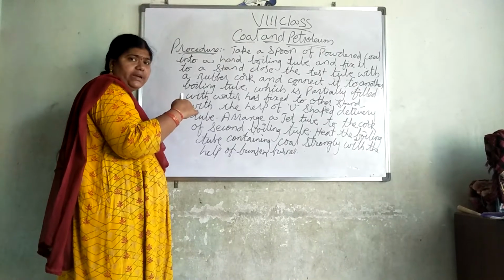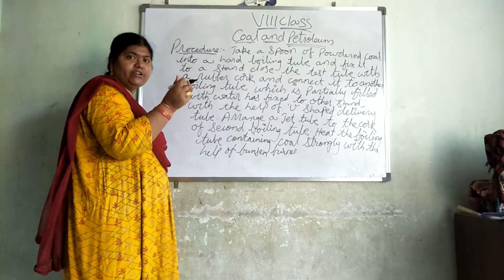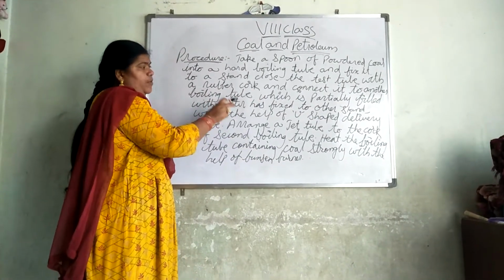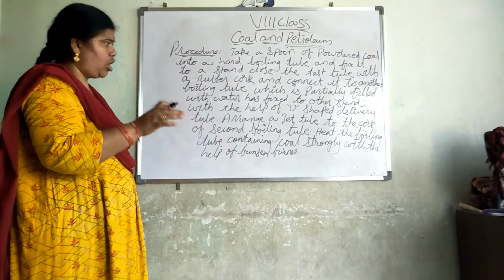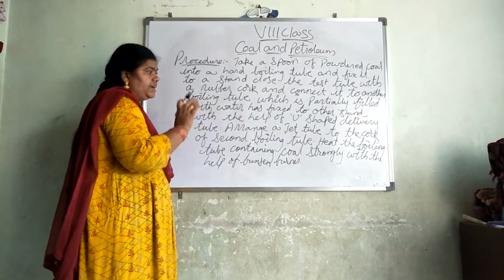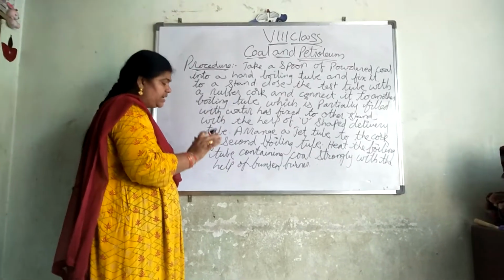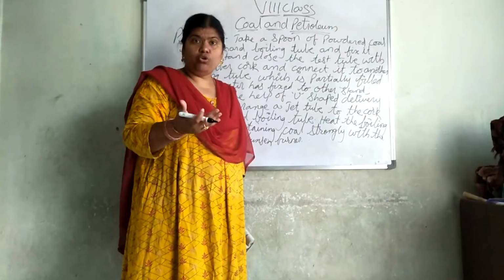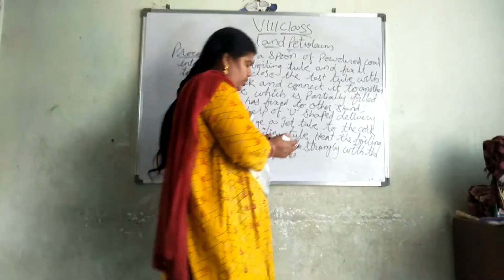In the first test tube we kept coal, in the second test tube we kept water, and the two test tubes are covered with rubber corks and fixed to another stand with the help of a U-shaped delivery tube. Arrange a jet tube to the cork of the second boiling tube. For both we have to arrange the cork. Then heat the boiling tube containing coal strongly with a Bunsen burner. Now I started heating the coal. When I start heating the coal, what will happen? We shall see now.